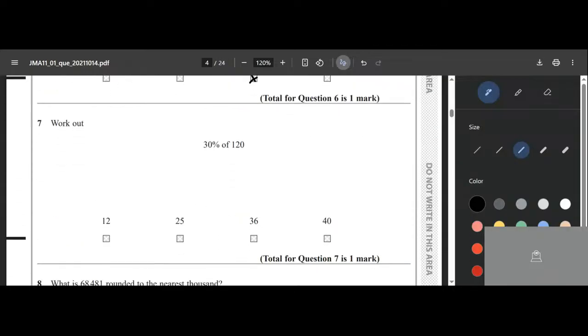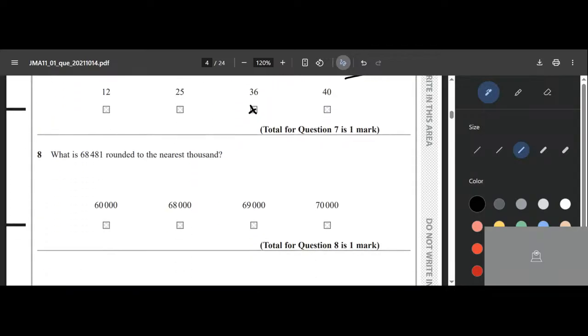Then we have question 7, told to work out 30% of 120. So just write: 30% means divide by 100, or over 100. Of means multiplication, then 120. So just remove the zeros. This 0 cancels, this one cancels here. So I'm left with 3. You multiply by 12. What is that? Here we have 6, then 3. So my answer is 36.